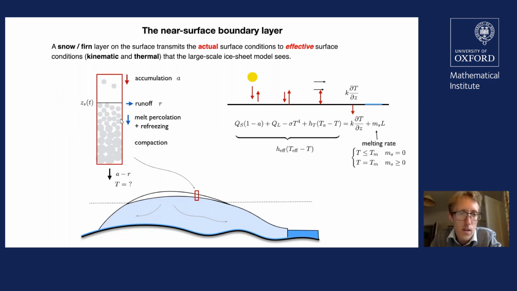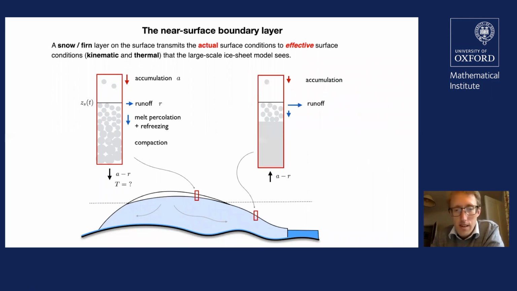So I'm going to try and write down a model for what's going on within this little snow column in this region to try and work out what the temperature should be that I need to apply to the rest of the ice sheet underneath. The way this works is actually going to be quite different in the other regions of the ice sheet where the streamlines are emerging. Right? So this is where A minus R is negative. Now there you have ice effectively coming up out of the ice sheet. You might have a bit of snow fall in the winter, but the way that this works is going to be a bit different.